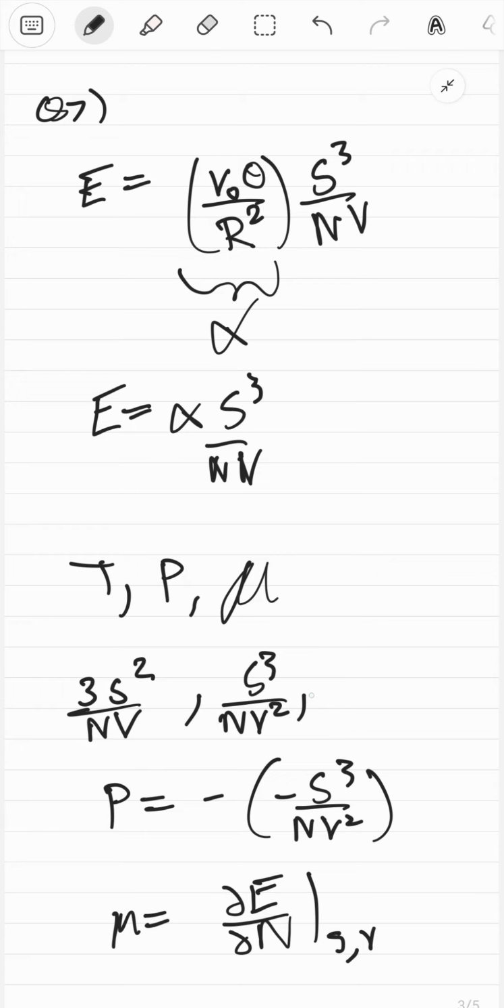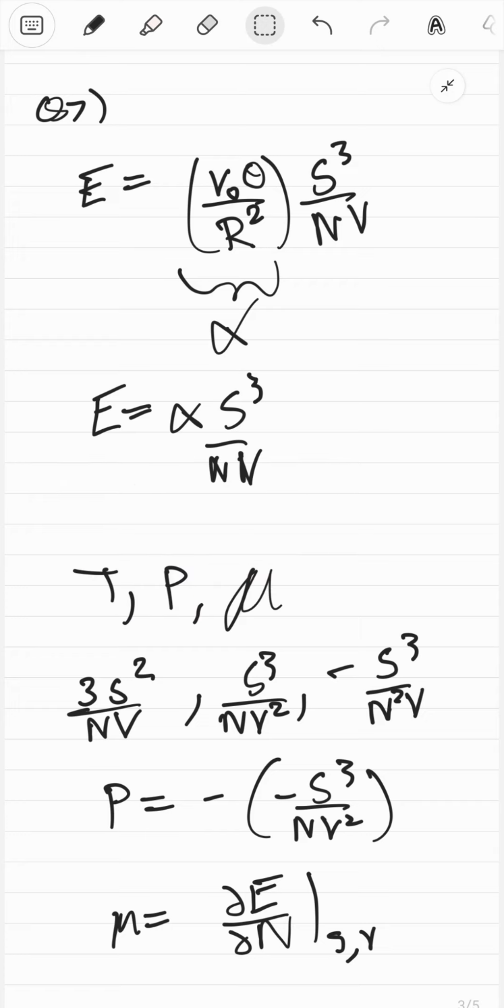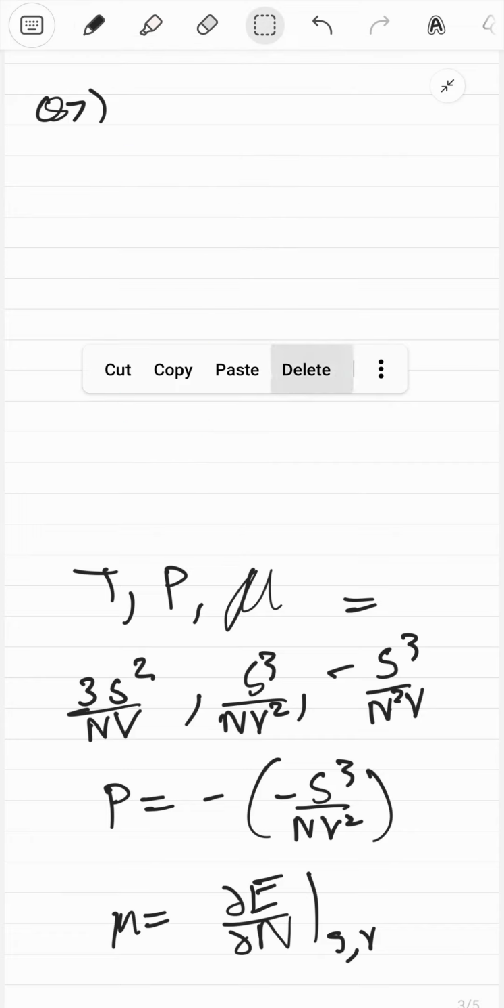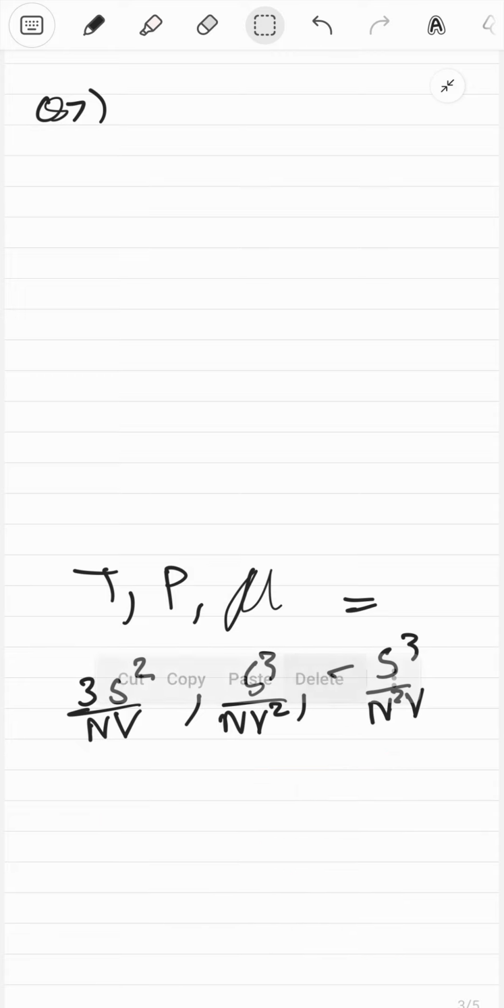So yeah, just that, just minus S cubed upon N squared V. There you go. These are our quantities, right? So dP, mu is just these, obviously. Cool. And just move on.